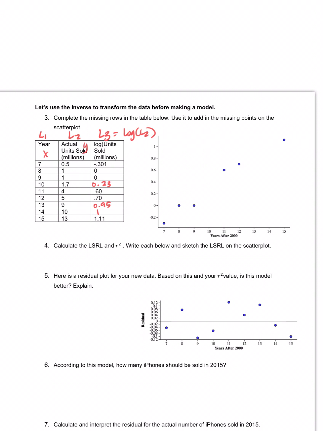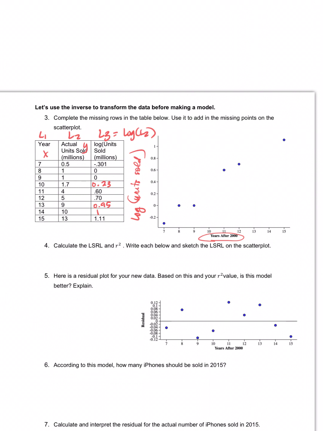So now here's my scatter plot. My x's stayed the same, right? The years after 2000, but my y-axis would need a new label. It would be the logarithm of the units sold. Okay? The logarithm of the units sold. Not just the number of units sold, but the logarithm of that number.